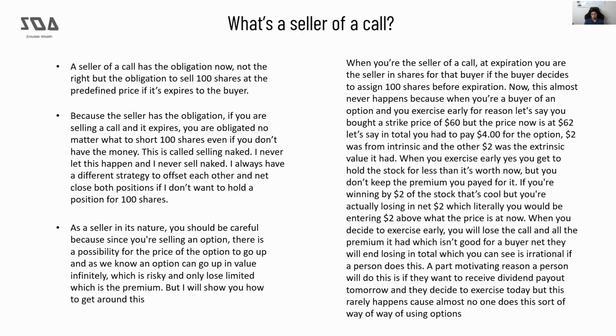Sometimes a motivating reason is that if a person is the buyer of the call and sees that the dividend payout is tomorrow, he will decide to exercise the option today in order to receive the dividend, because if he holds the shares today, he will receive the dividend the company pays out. Maybe he sells right after the payout, or maybe he holds the position. I'm not sure, but this rarely happens because no one uses options this way, because it's complicated and it's really dumb.